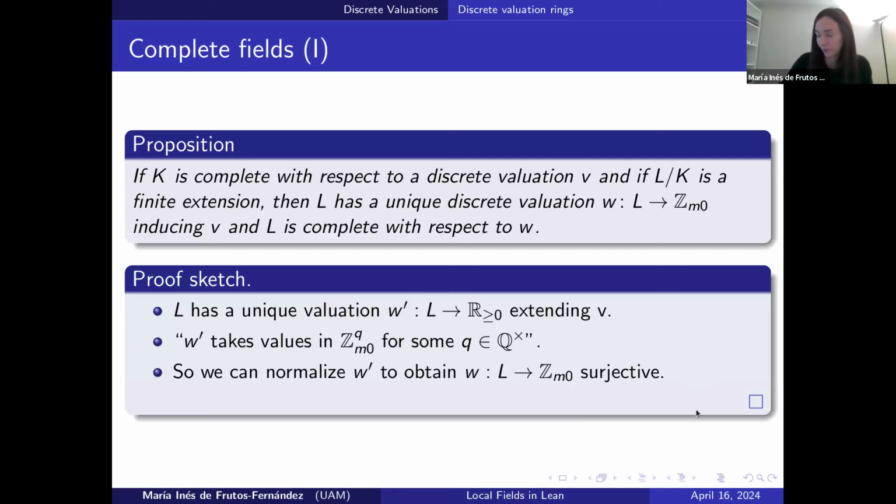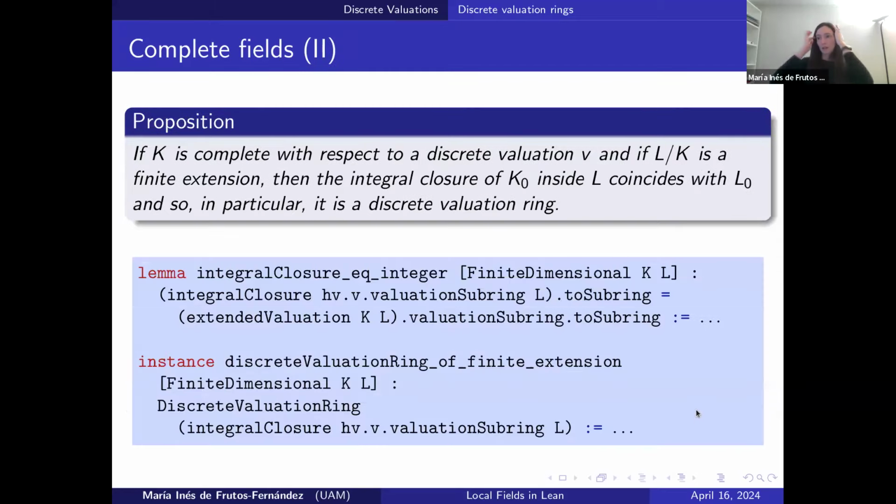Okay. The next theorem that we prove for fields complete with respect to a discrete valuation is that if we have, again, such a field K and an extension L over K, which is finite, then the integral closure of the unit ball K₀ in L is actually equal to the unit ball L₀. In particular, this means that this integral closure is again a discrete valuation ring.